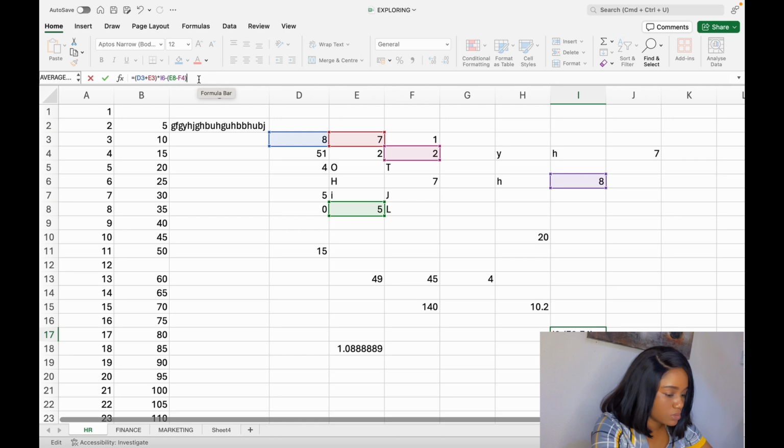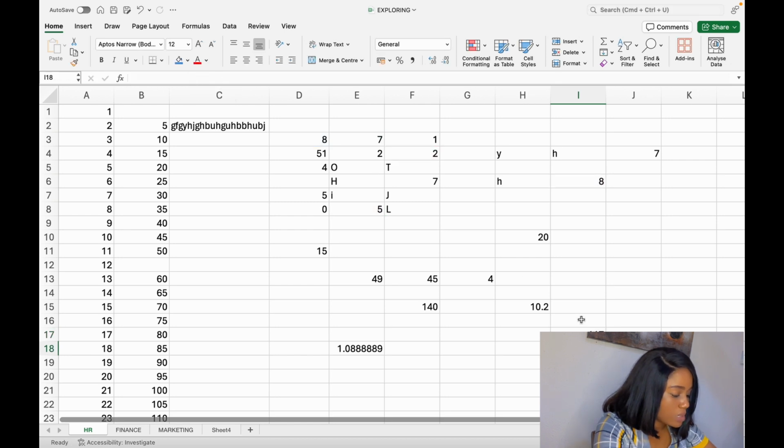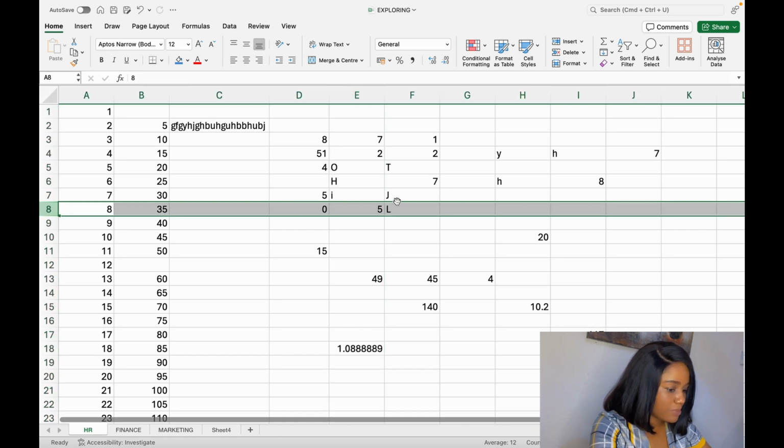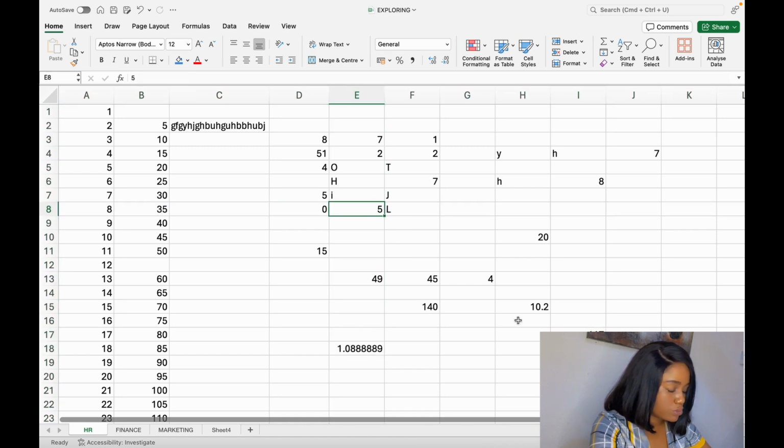Okay, so enter. We get 117 as our result. Okay, so let's try and do this manually to see what's happened here. D3 has a value of 8, E3 has a value of 7. Once we add those two together, you're supposed to get 15 in the first bracket. Now in the second bracket, which is usually how math is solved, we handle the brackets first. E8 has 5. So 5 minus F4. F4 is 2. 5 minus 2 is 3. So we have 15 and we have 3 here.